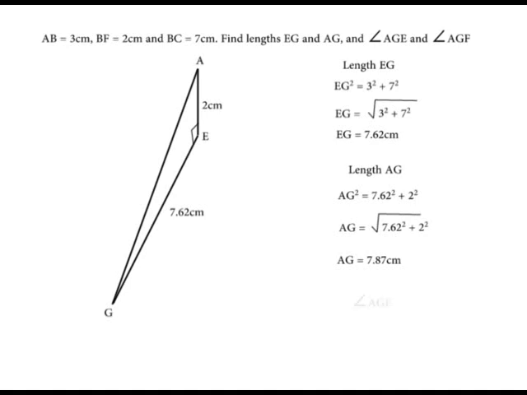Now we don't even need to go back to the whole figure so that we can find angle AGE. Using trigonometric ratios, tan AGE is equal to 2 over 7.62, opposite over adjacent. That gives us 0.2625. Tan inverse of that is 14.7 degrees.